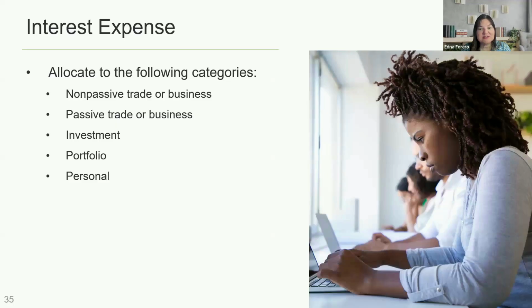Interest expenses, we're going to see those as well. Interest expenses are the amount charged for the use of the money that the entity borrowed, right? So if the loan was used 100% for business purposes and you're paying interest on that, then that interest that your business paid is 100% deductible. If the proceeds from the loan, however, are used for more than one thing, you may need to allocate that interest between the various uses. For example, you might have non-passive trade or business use. You might have passive trade. You might have investment interest, portfolio interest, or personal interest.